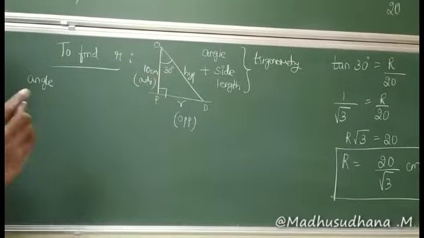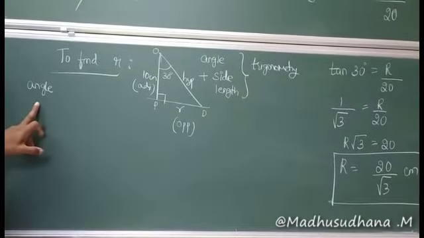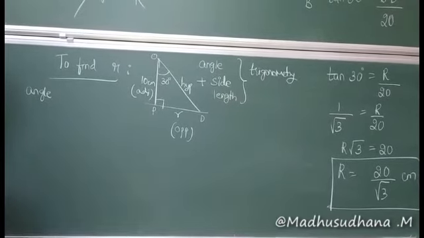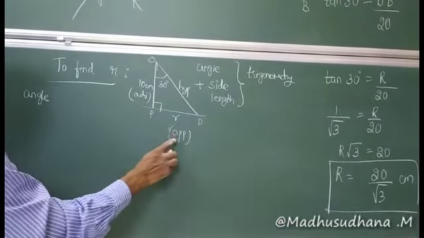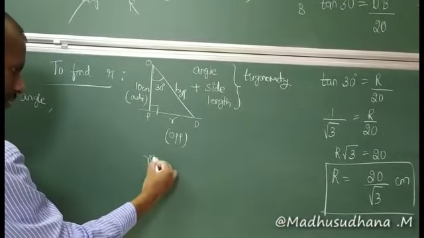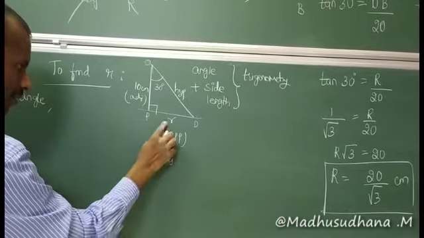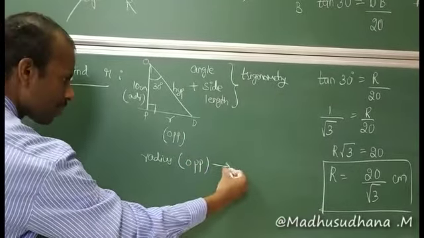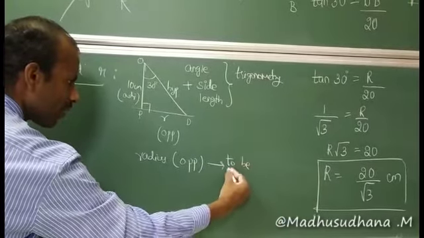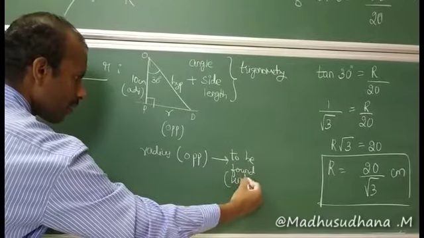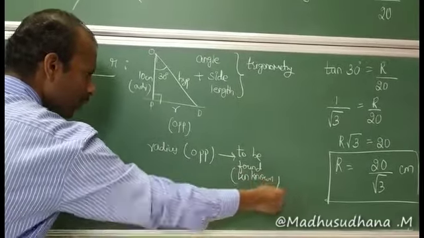Now students will have a question: why has the teacher taken only tan? Why not sin or cos? The reason is very simple. We need to find the radius r. And this radius is the opposite side. This is my unknown part.